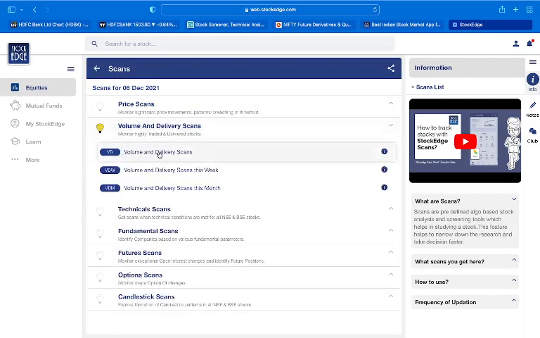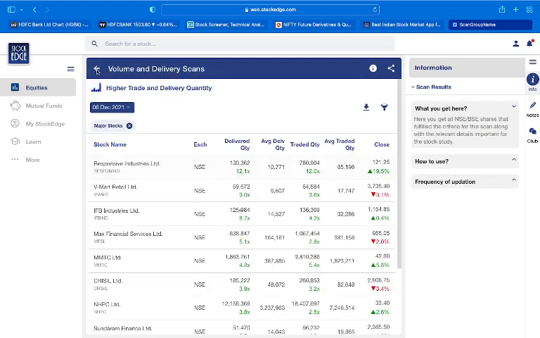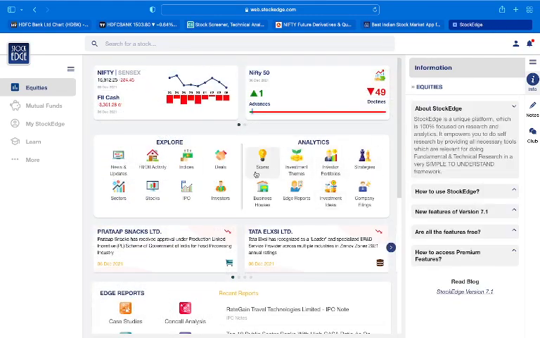And click on volume and delivery scans, and click on higher trade and delivery quantity. See, all these scans we will do in our classes. And the significance of all these things we'll discuss in the classes. So this is what we need for LKG. This is enough.